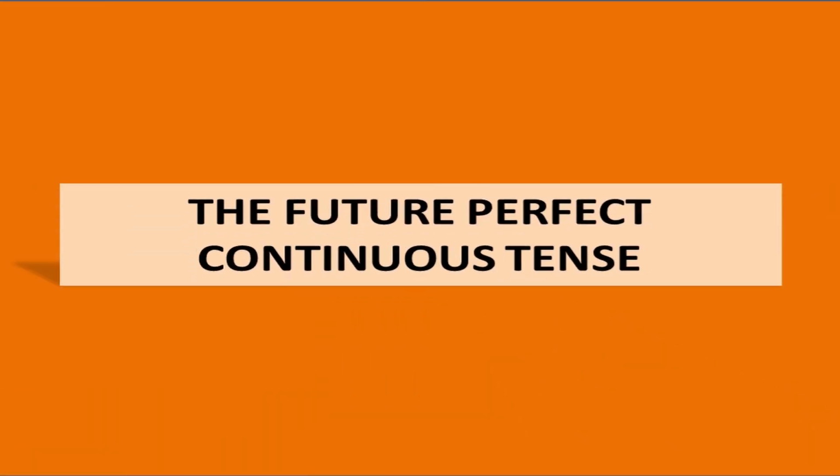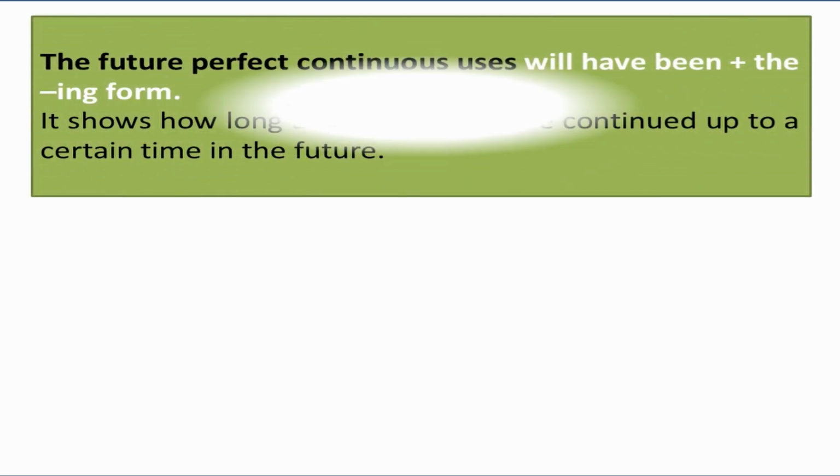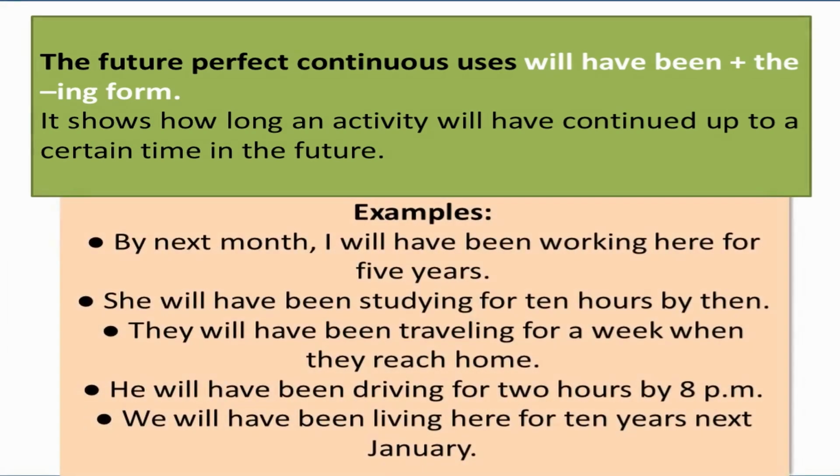The future perfect continuous tense. The future perfect continuous uses will have been plus the ing form. It shows how long an activity will have continued up to a certain time in the future. Examples: by next month, I will have been working here for 5 years. She will have been studying for 10 hours by then.